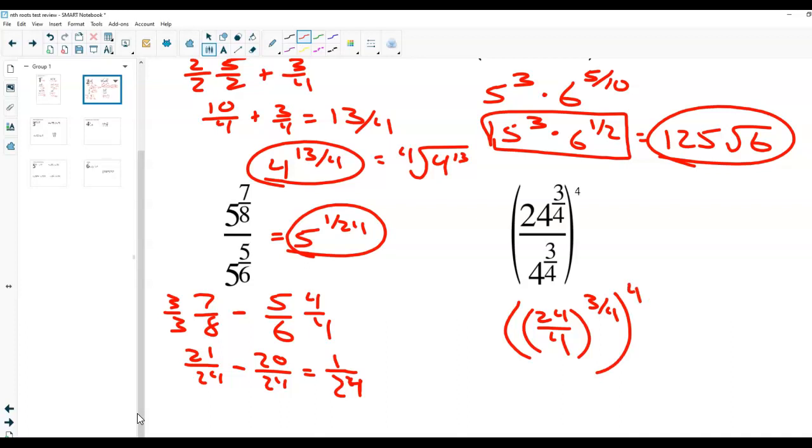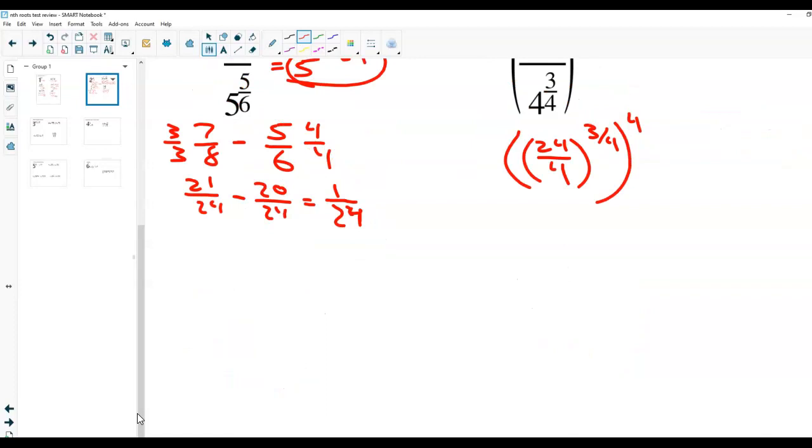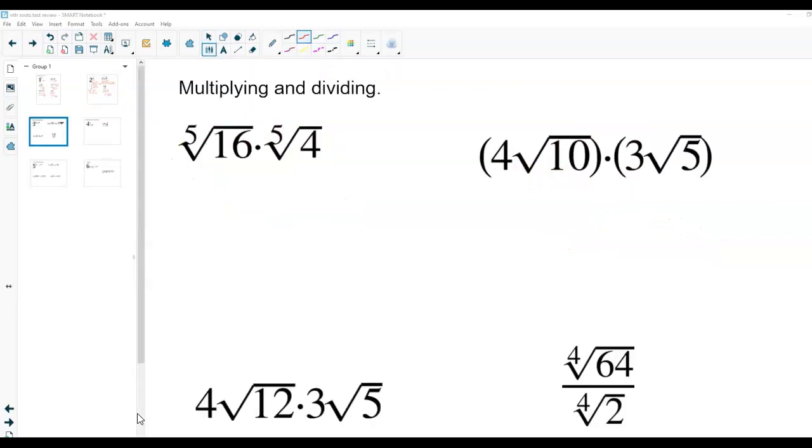Because in this case, it's the same deal. It'd be like distributing the 3/4 to the exponent of 24 and 4. You can do that. Okay? Now let's reduce here. 24/4 reduces to 6. And 3/4 times 4 reduces to 3. And 6 cubed is 216. If you left it as 6 cubed, I'd live with it.